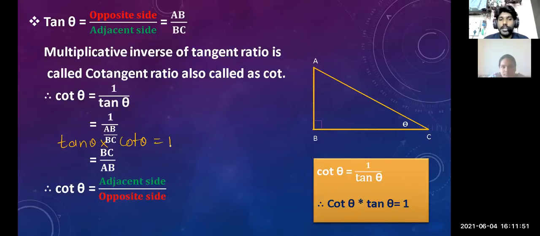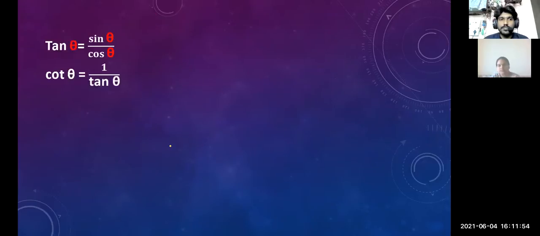So 3 new formulas we learned. First one was sine theta into cosec theta is equal to 1. Second one was cos theta into sec theta is equal to 1. Third one was tan theta into cot theta is equal to 1. Okay. Now, do you remember this ratio?